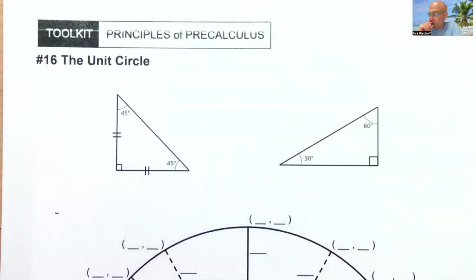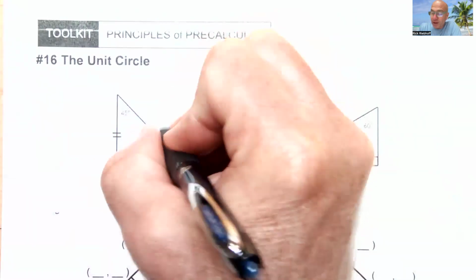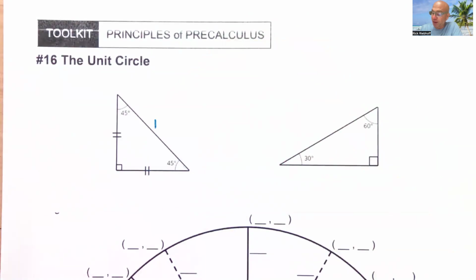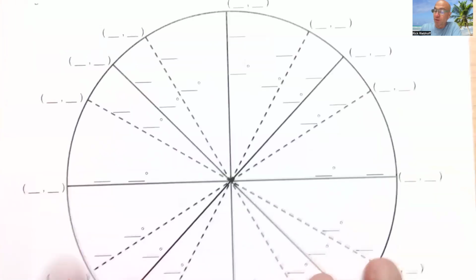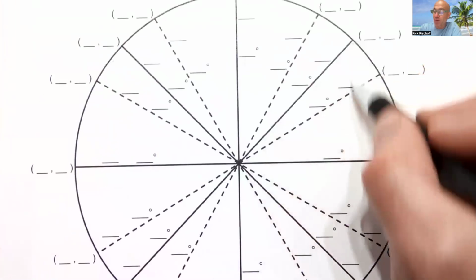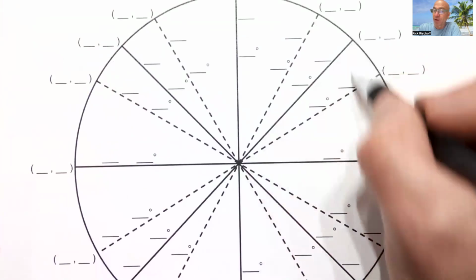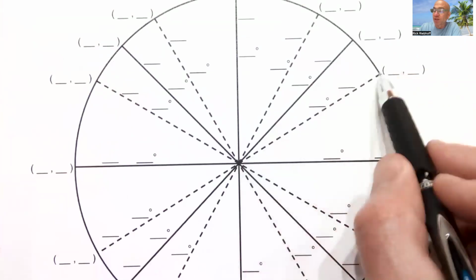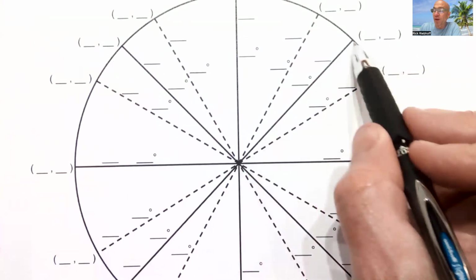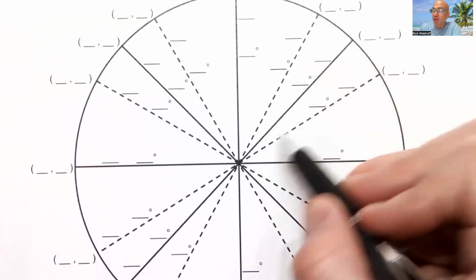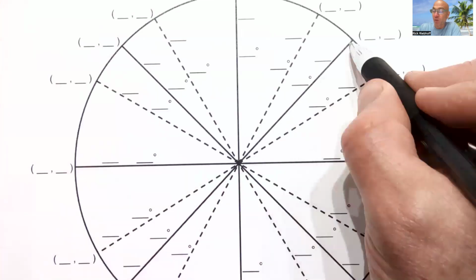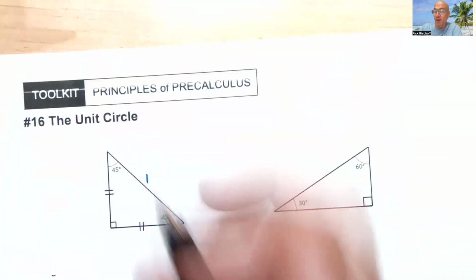And for these special triangles, what I want to do is end up with the hypotenuse being 1. If this is the 45-degree angle, which it is, right? If this is a unit circle, that means the radius, the distance from the center to any point on the circle, is going to be equal to 1 unit. So this has to be 1, so I'm going to make it 1 here.